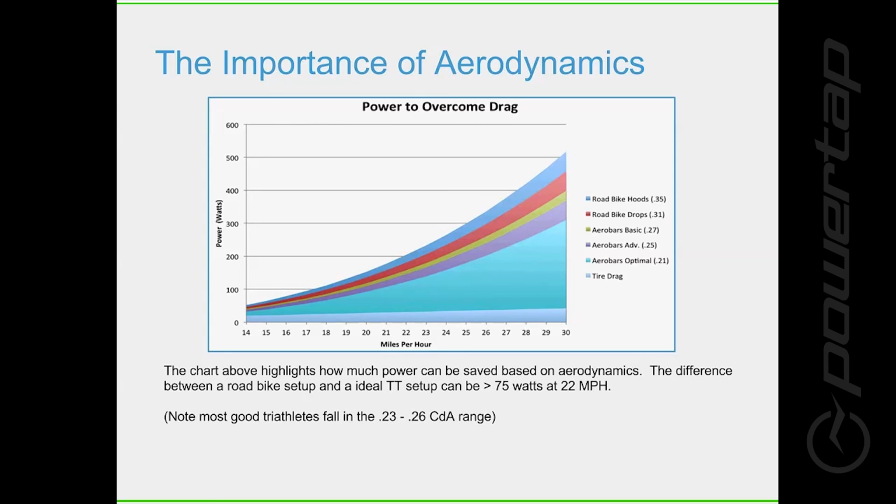Most good triathletes can fall into that 0.23 to 0.26 CDA range. A lot of the pros now know how big a benefit this is, so they're dialing it in, and most of them are somewhere between 0.23 and 0.24. A lot of the age groupers tend to be out on the course a little bit longer, so they want to be a bit more comfortable, or on the higher end of that range. But everybody can get in that range, so it just takes a little bit of work and training.